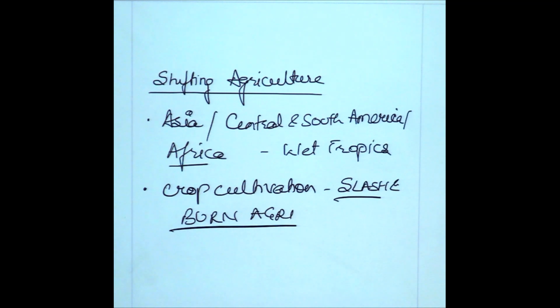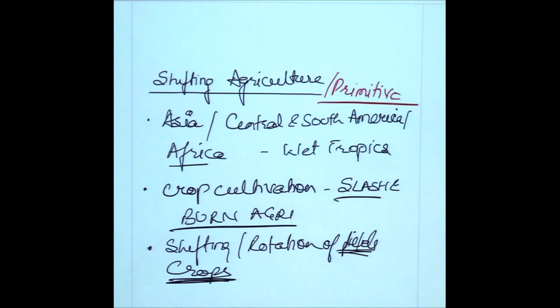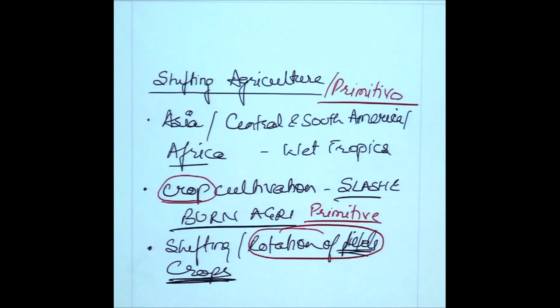That is the reason when I talk about shifting agriculture, we practice shifting or rotation of fields rather than crops. Shifting agriculture or primitive subsistence agriculture is essentially crop culture where we rotate the fields, practiced essentially by primitive population. And this activity is known with different names that we have learned.